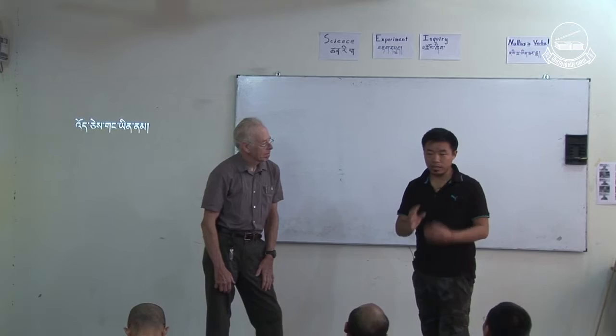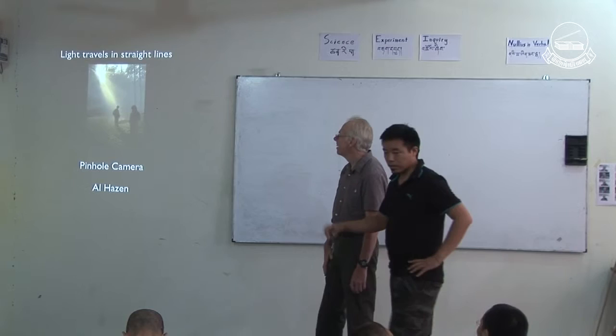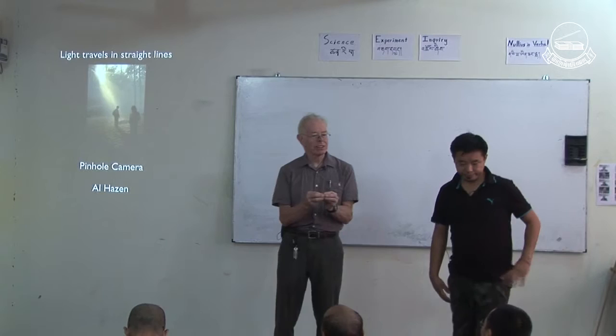So next slide. I apologize, this one's in English. There was an Arab in about 1000 AD who discovered a lot about light.